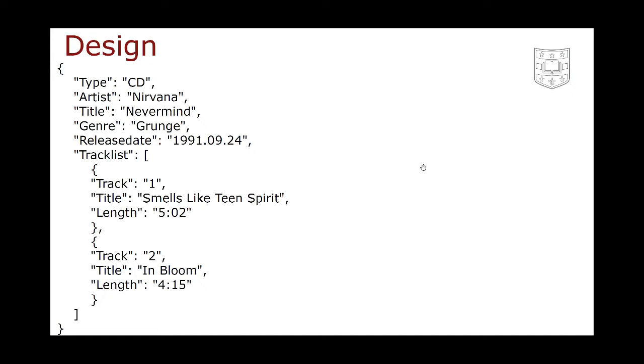So if I use something like this, where the tracks are embedded directly in the album that they're associated with, what's the advantage of doing it that way? What benefit do I gain from taking this data and embedding it directly?